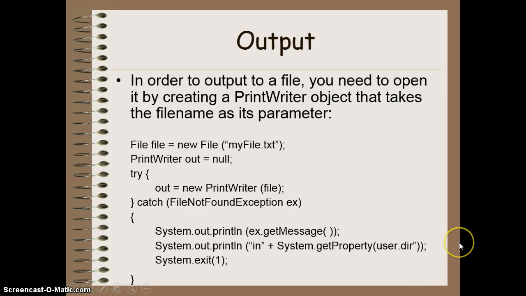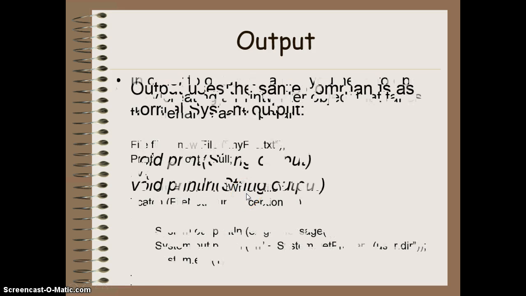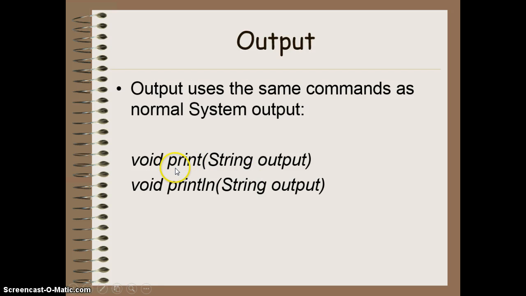Now to output is very simple. It's done exactly the same way we did input. The only difference is instead of creating a scanner object to get the input, we have to make a print writer object that is going to use that file as its parameter. So it looks exactly the same, except instead of having scanner here, I've got print writer. Instead of having scanner here, I've got print writer there. And then I use the print writer methods, which we've already worked with before, print and println.